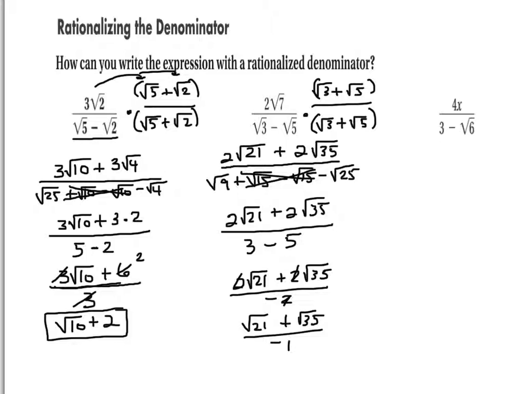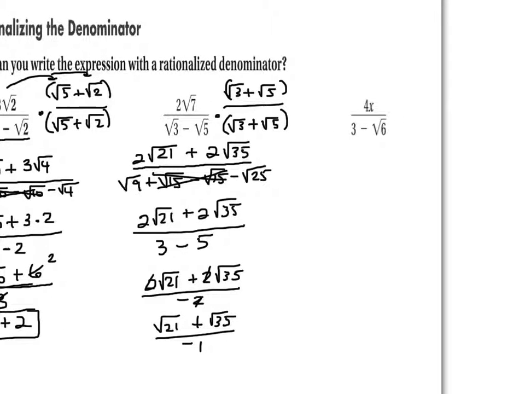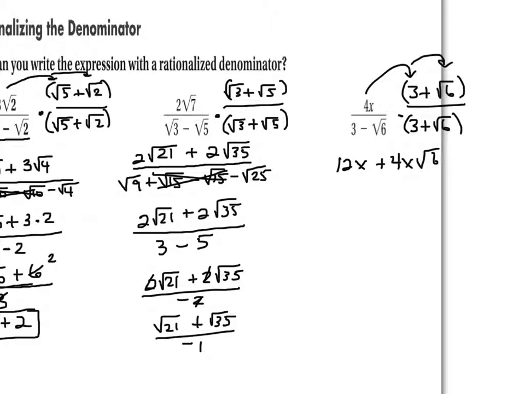All right, so let's take a look here at the last example with rationalizing the denominator. Again, I've got to multiply by the conjugate, so it's going to be 3 plus the square root of 6 over 3 plus the square root of 6. Top I'm going to distribute, so I've got 4x times 3 is 12x. 4x times the square root of 6 is 4x square root 6.